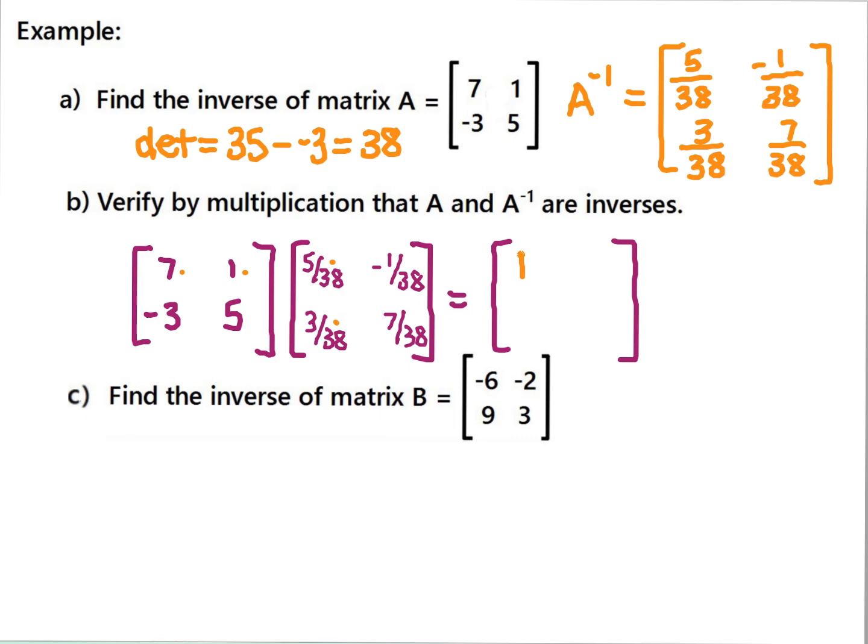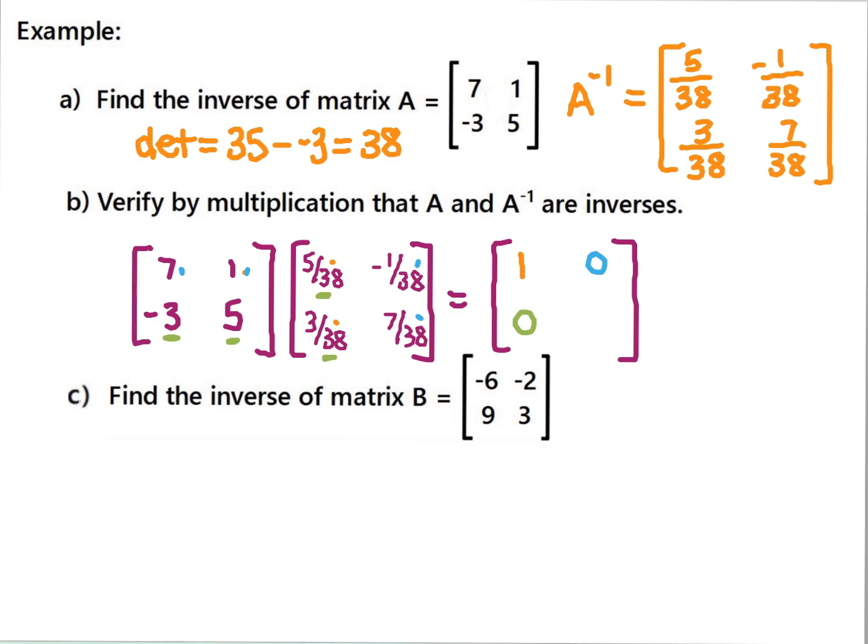Do you know why it's going well so far? Let's go to this next entry. So that would be first row, second column. The 7 times this, the 1 times this. That'd be negative 7 38ths plus 7 38ths is 0. Hopefully you're seeing what I'm seeing. Down to the bottom row. The negative 3 times this, the 5 times this. Getting a negative 15 over 38 plus a 15 over 38.